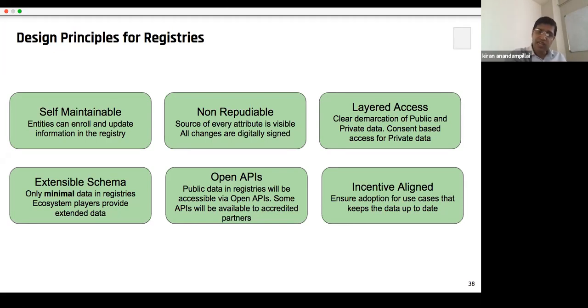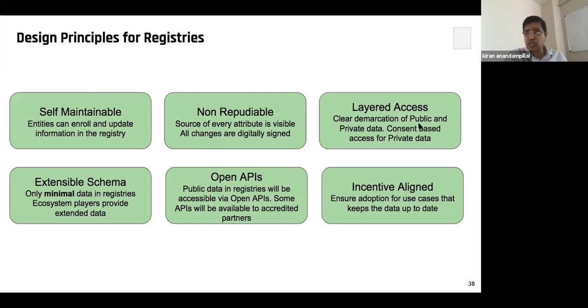Now, our own belief is that no registry will be successful unless there are enough use cases that help adoption and help keep these registries up to date. So it's very important that the design tries to make sure that there are enough incentives and there is incentive alignment for adoption. So in today's discussion, there has been a little more thinking on one of those registries, which is the doctor registry. So I'll use that as an example to see if I can articulate how some of these design principles are being applied.